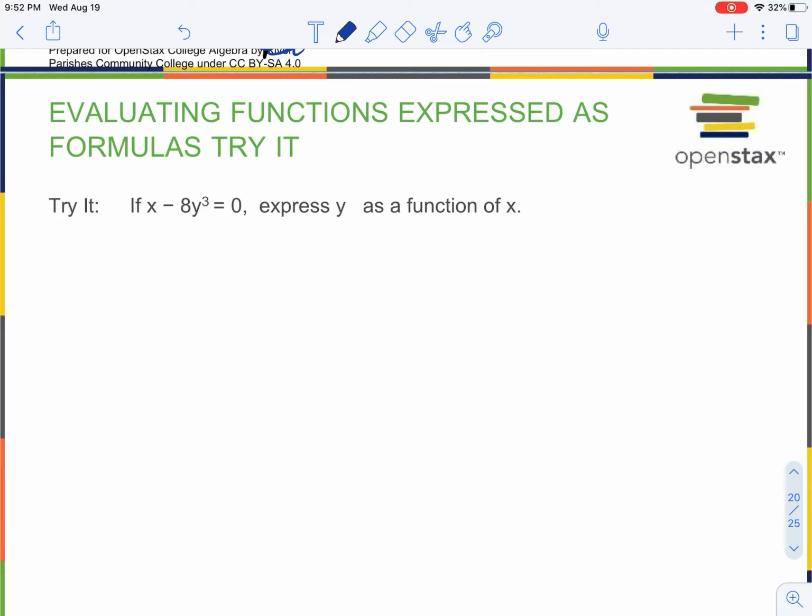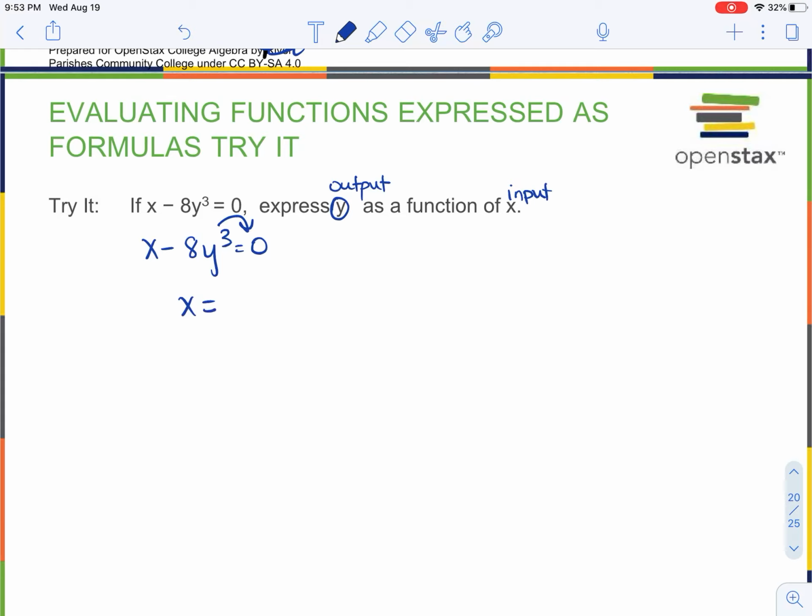We're expressing y, the output variable, as a function of x, which is the input variable, which means we want to solve for y. So x minus 8y to the third equals 0. Since we're in college algebra, if we were just learning equations, I would subtract x on both sides to get that 8y to the third term by itself. But we can manipulate this equation to make it a little bit easier to deal with.